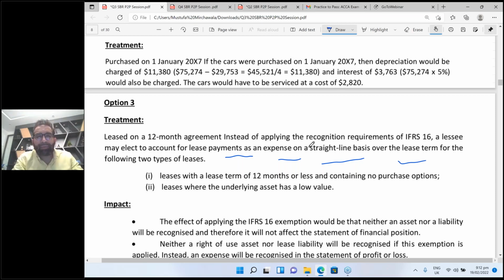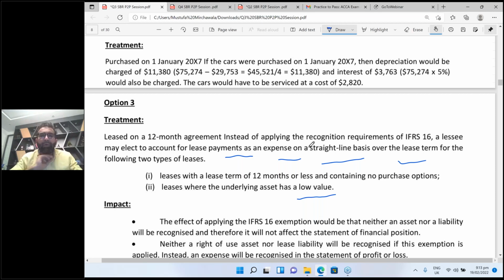These two are the options: leases with a lease term of 12 months or less and containing no purchase options, and number two, low value assets. Remember, you can also get exemption on low value assets. In the question, the examiner has asked you to apply the exemption, so in this option 3 you did apply the exemption.